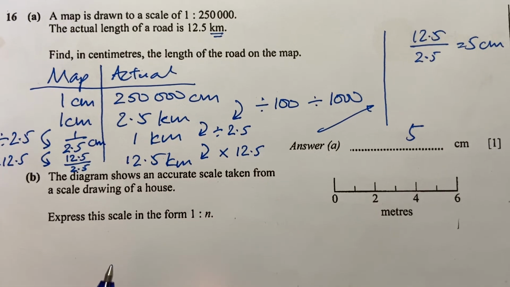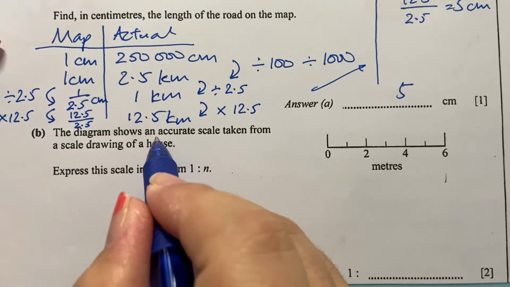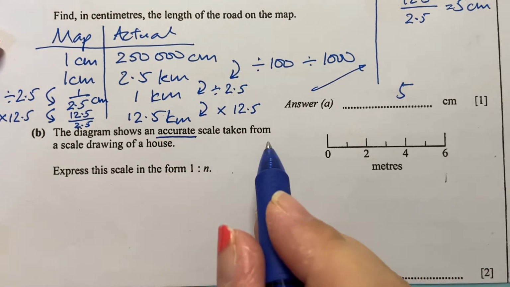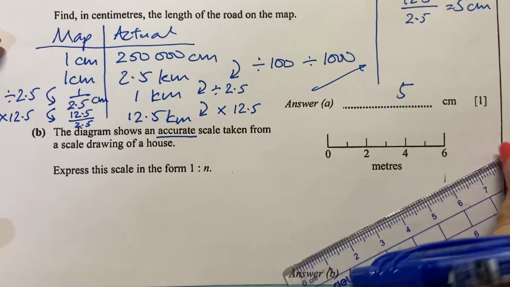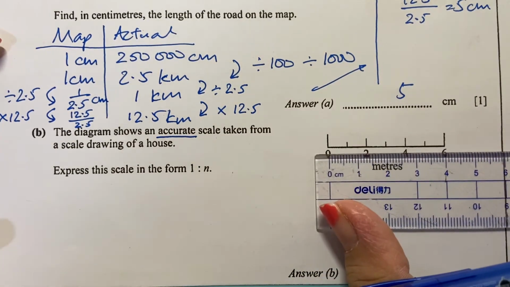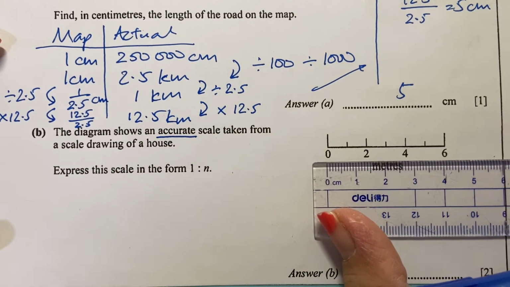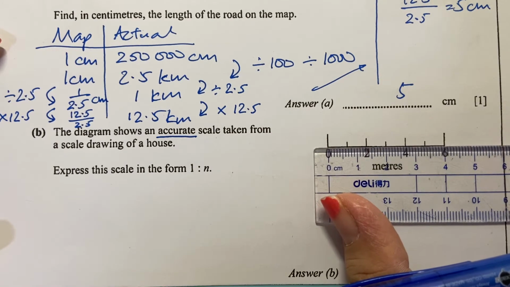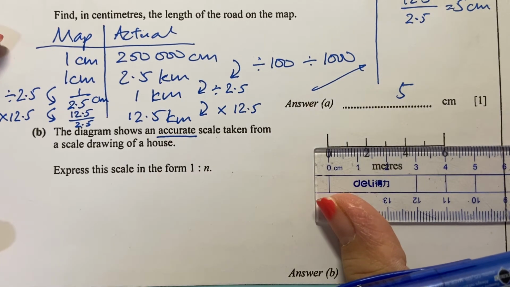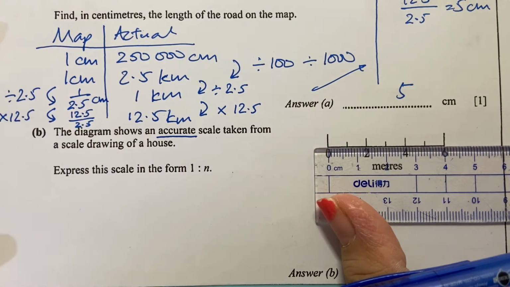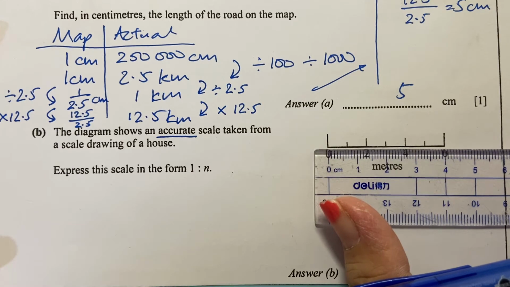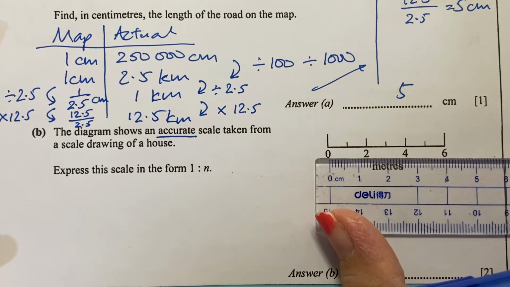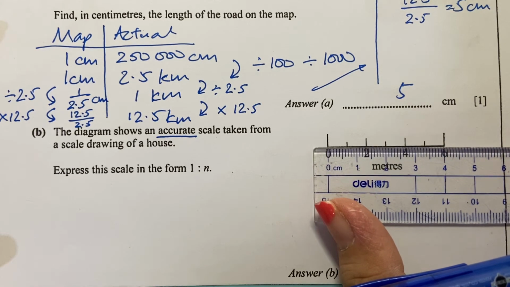So part B says that there is an accurate scale taken from the scale drawing of a house. That means that whatever they've drawn here, you can use a physical ruler and put it against to measure. Okay? So you'll realize that sometimes the printing is in such a way that it's not exactly aligned with the spacing in your ruler. But do note that the comparison would be a whole number. Okay, it's not going to be a 4.1. So we'll just take it as this is 4 cm.